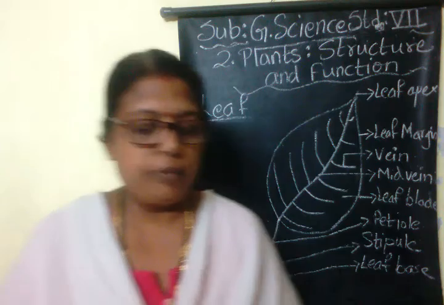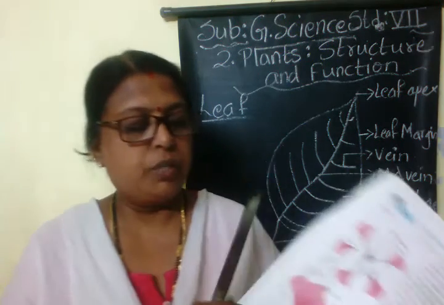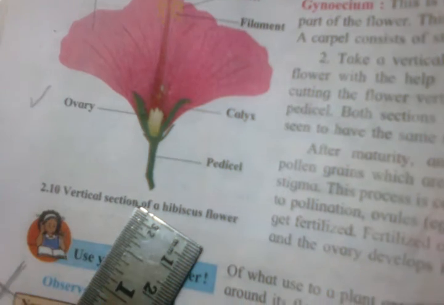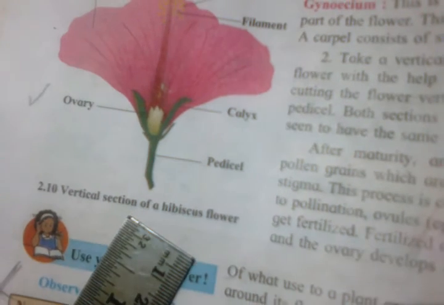Very important, the flower is. I will show you the picture first. It is the vertical section or the parts of hibiscus flower. So, parts of hibiscus flower.